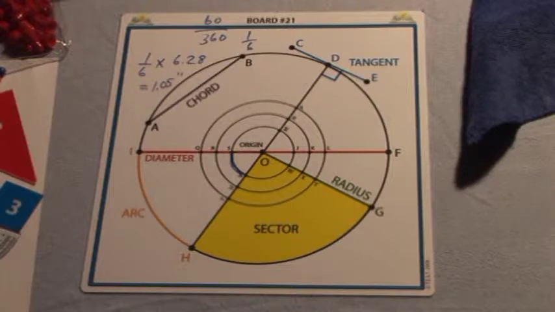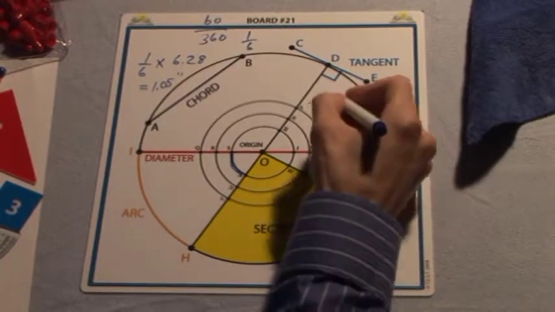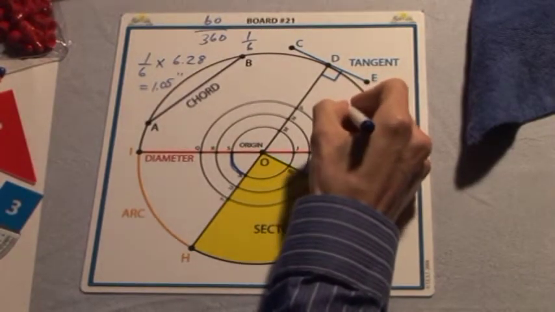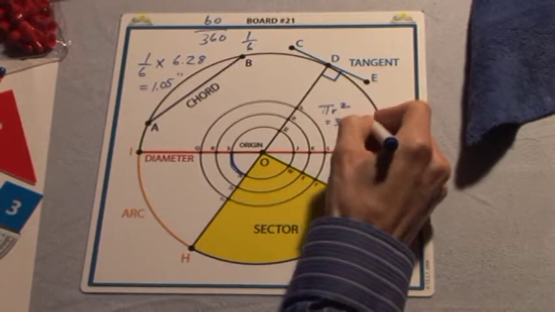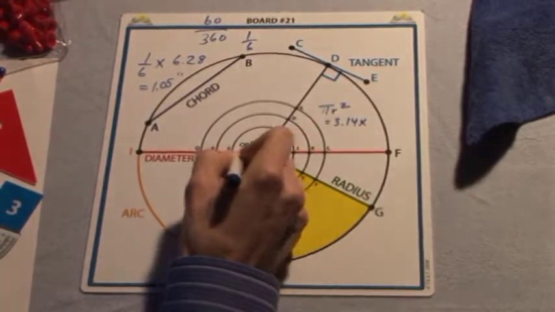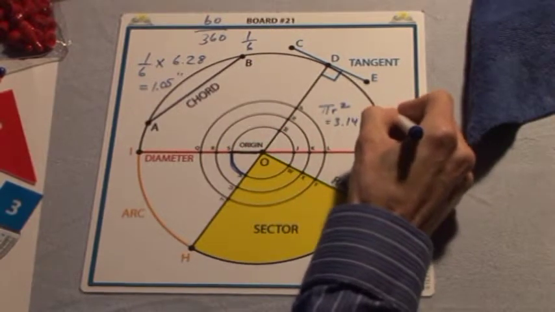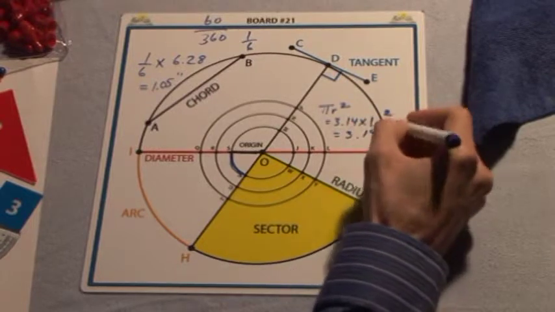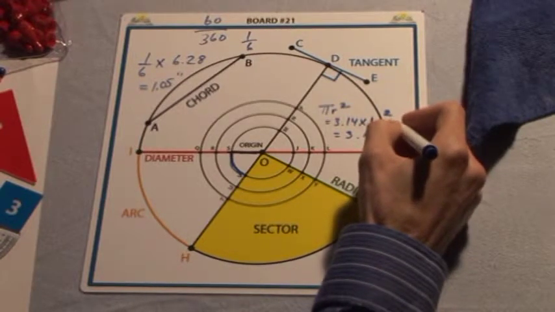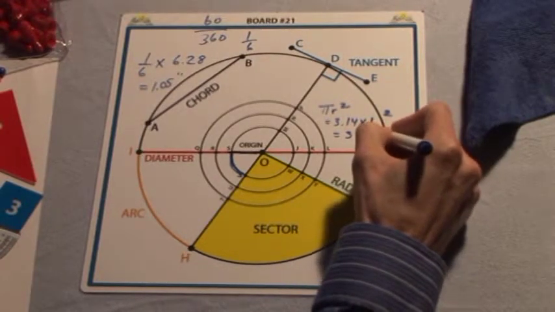Next, we can calculate the area. The area is calculated by taking pi r squared as the formula, which is 3.14 times the radius, which we calculated as 1, and then we square that. So the actual area is 3.14 inches squared.